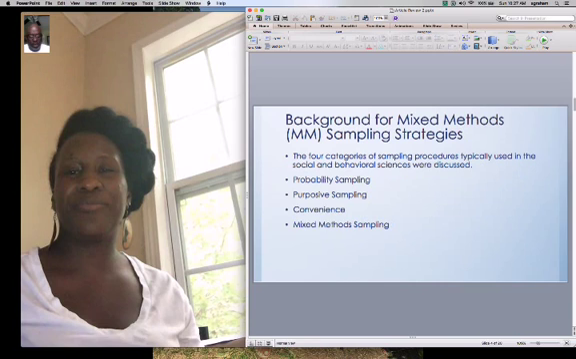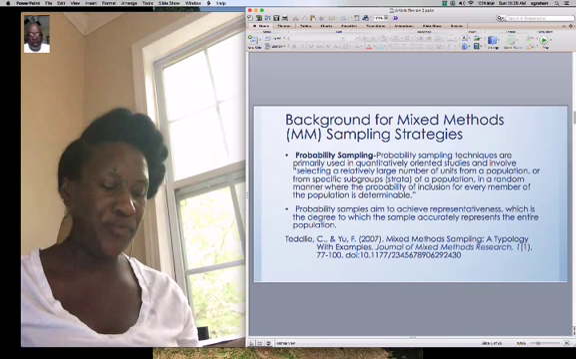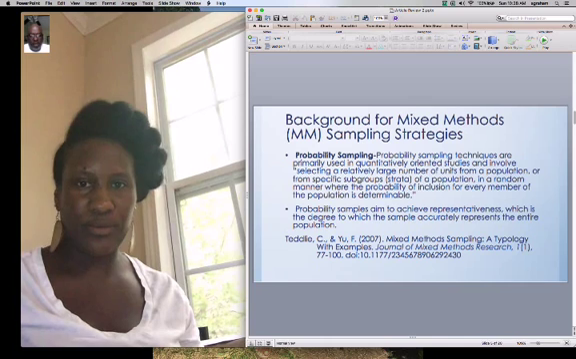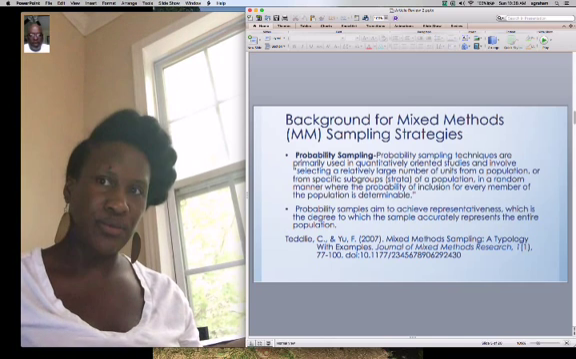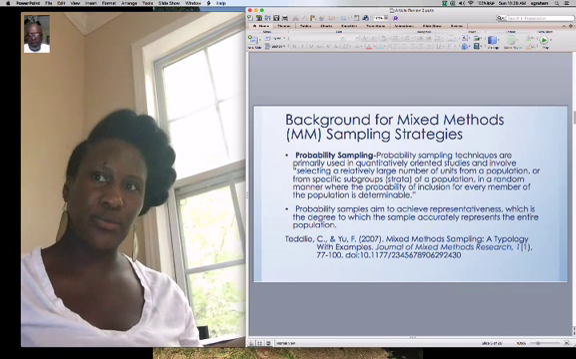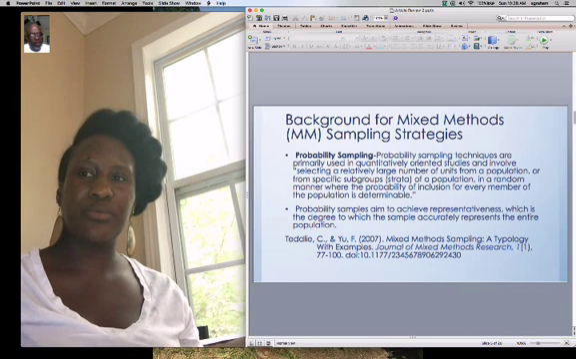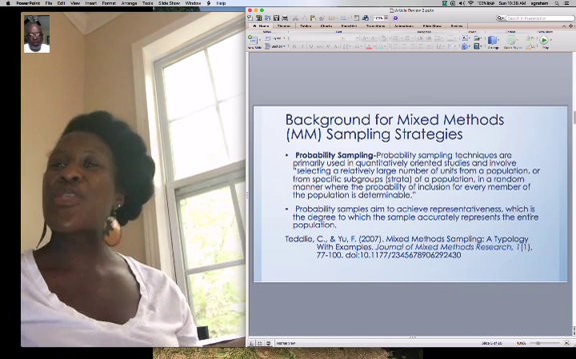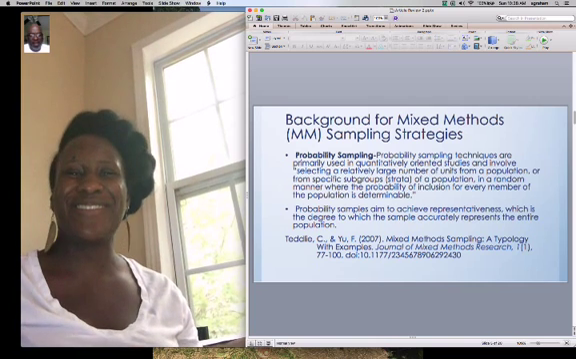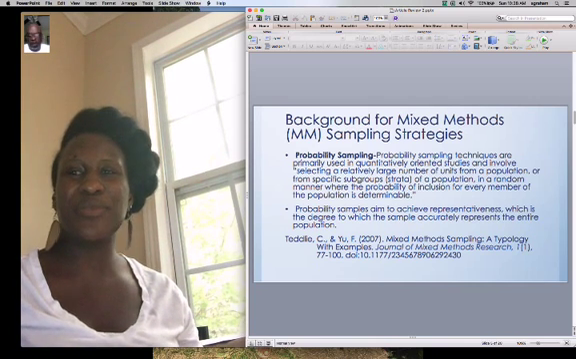So the first one, Sherby, is probability sampling, and basically these techniques are primarily used in quantitatively oriented studies involved in selecting a relatively large number of units from a population or from a specific subgroup. And probability sampling aims to achieve representativeness. Did I say that right? Representativeness. There you go. To some degree, to get as accurate as we possibly can in a population.